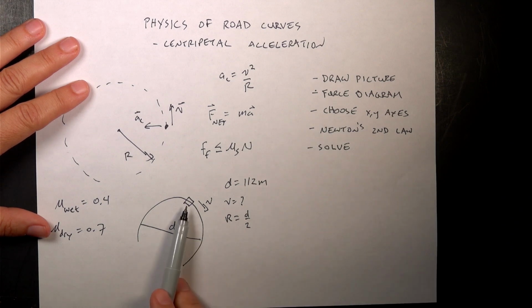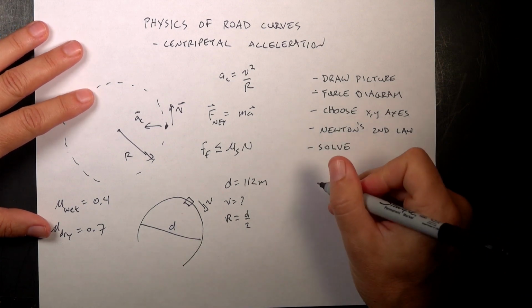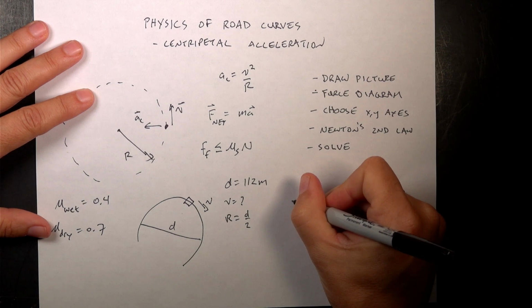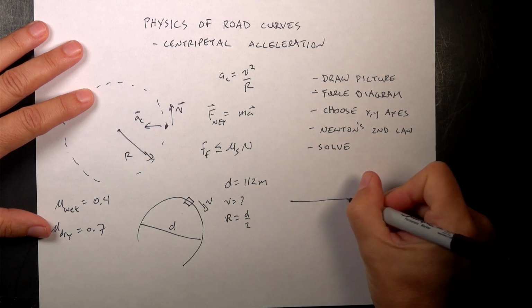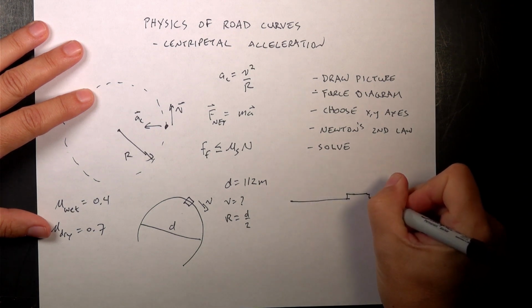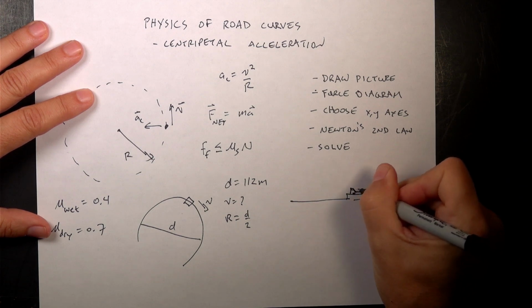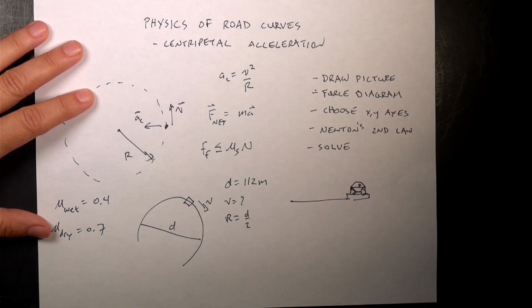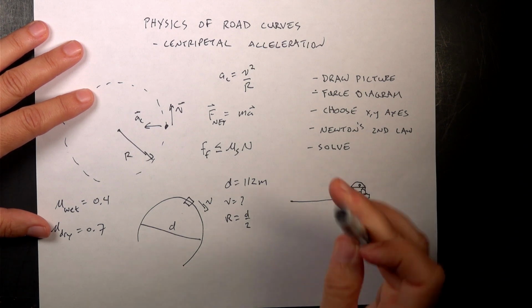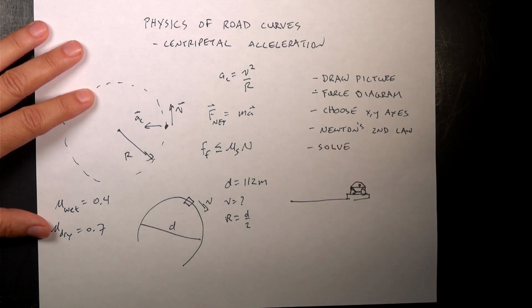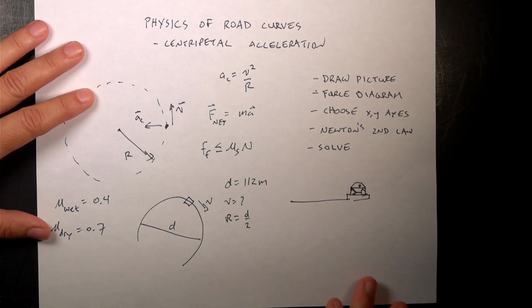We may need a little different picture. So suppose I do this. Suppose I have my road. Here's my road. And then here's my car. There's the wheels, and there's a person inside. So this car is coming out of the paper, is coming this way. And it's nice to draw that because now I can identify all the forces acting on it.